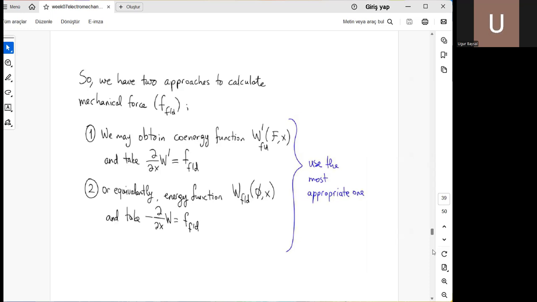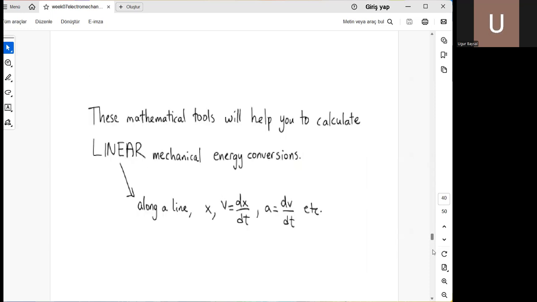We can calculate the same mechanical force either taking the partial derivative of co-energy with respect to x, or taking the minus of the partial derivative of the energy function with respect to x. These mathematical tools will help you to calculate linear mechanical energy conversions. Linear means along a line. In the next lecture, it's rotation.